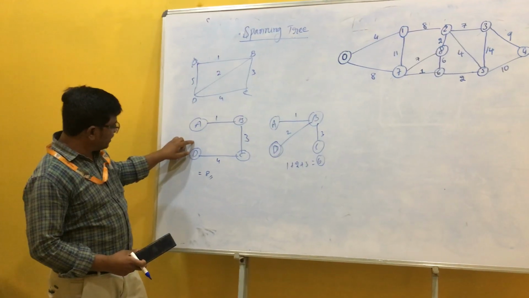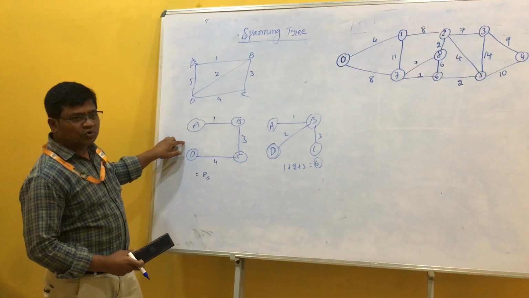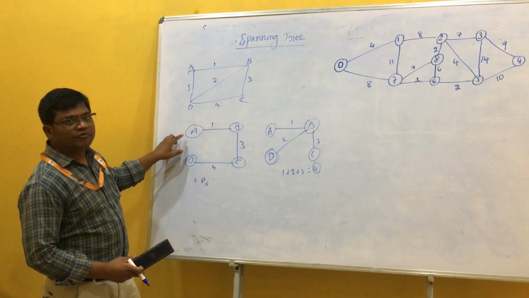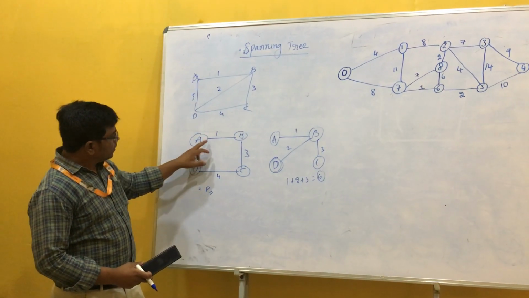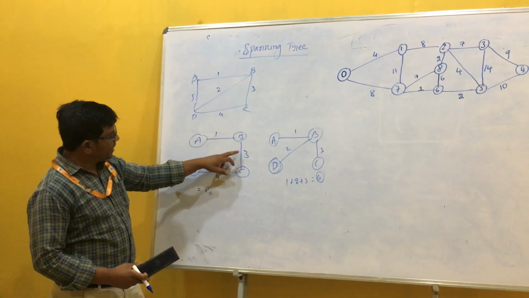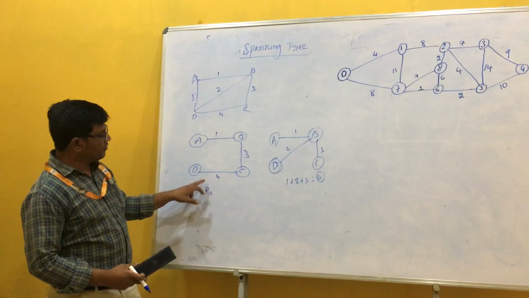Let us suppose we take this edge here, this becomes a loop. So we discard this cycle of the graph for maintaining the spanning tree. That's why the cost of this spanning tree is 1 plus 3 plus 4. Whatever the edge weights we took, the cost becomes 8 for this spanning tree.